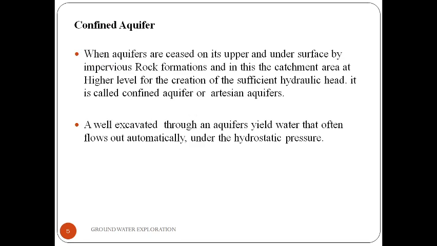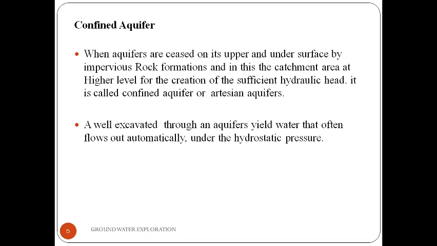Whereas in a confined aquifer, when the aquifer is sealed on its upper and under surface by impervious rock formations, and in this the catchment area is at a higher level for the creation of sufficient hydraulic head, it is called a confined aquifer or artesian aquifer. A well excavated through such an aquifer yields water that often flows out automatically under the hydrostatic pressure.